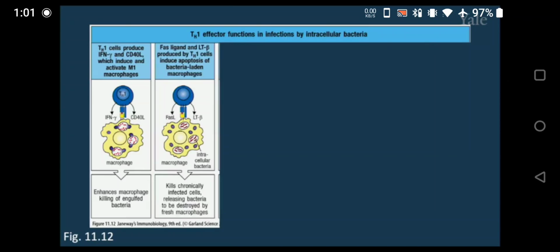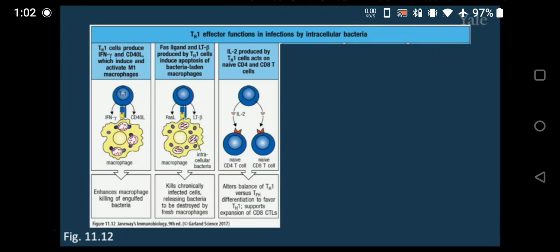Another function of Th1 cells in the type 1 immune response is the induction of Fas ligand and lymphotoxin beta that's produced by these helper T cells that will then induce the apoptosis of bacteria-laden macrophages. That means macrophages that are occupied by bacteria will die, making sure that the bacteria cannot continue to replicate and infect the patient. It kills chronically infected cells, and it releases the bacteria to be destroyed by macrophages that are still fresh and capable of killing the bacteria.